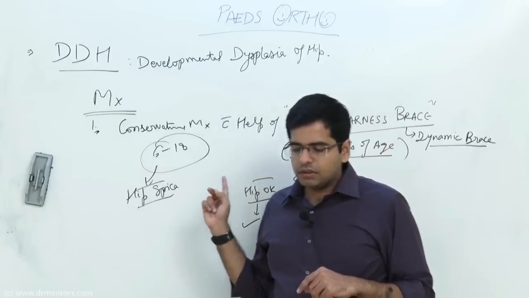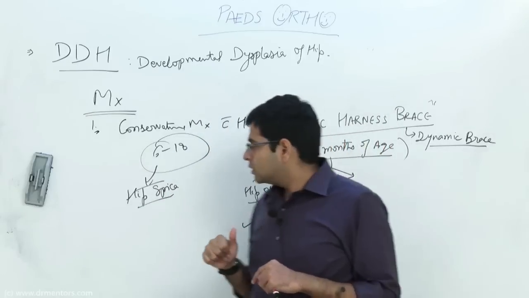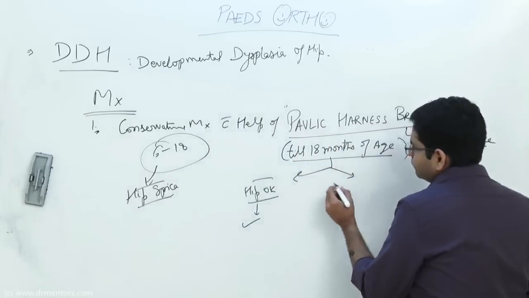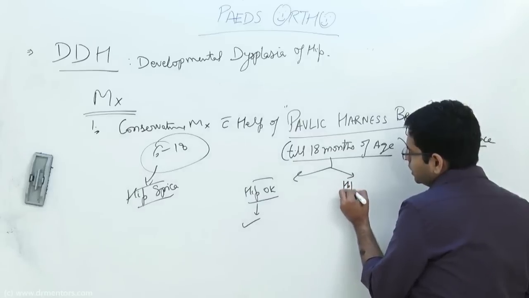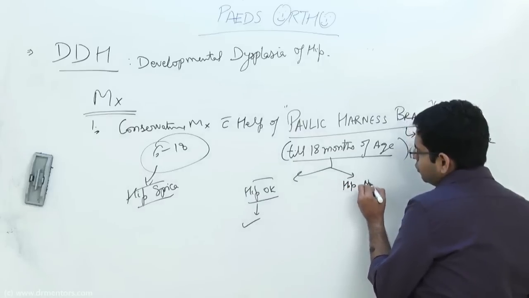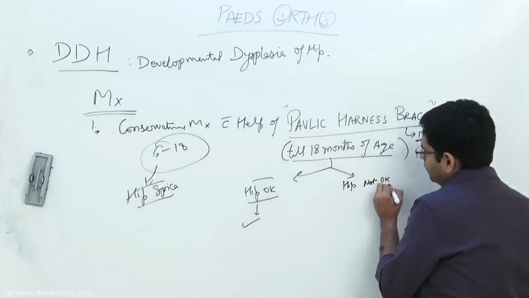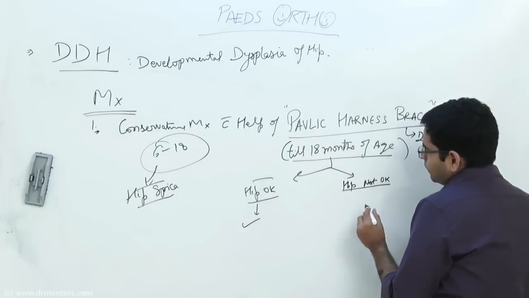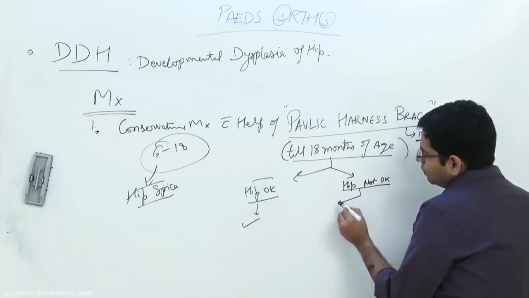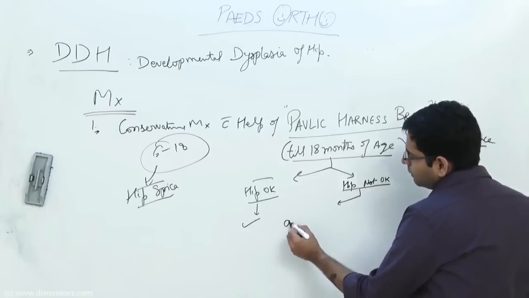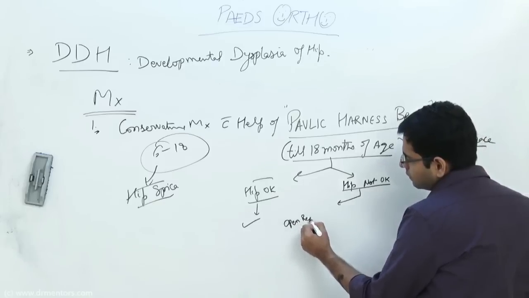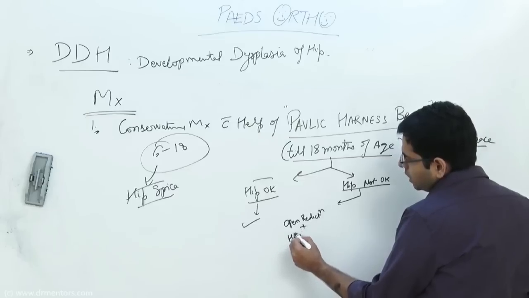But after 18 months, what you do is, the hip is still dislocatable, the hip is not okay. So here you can do open reduction plus hip spica.